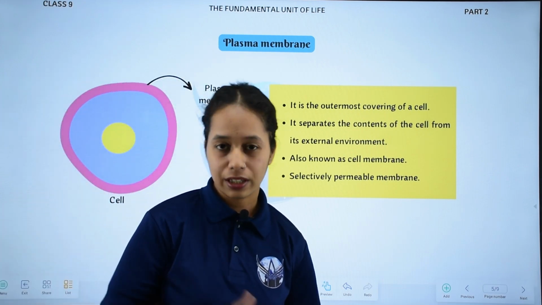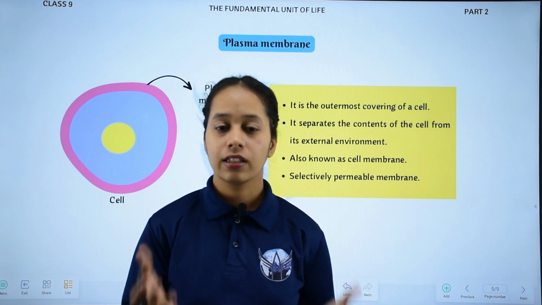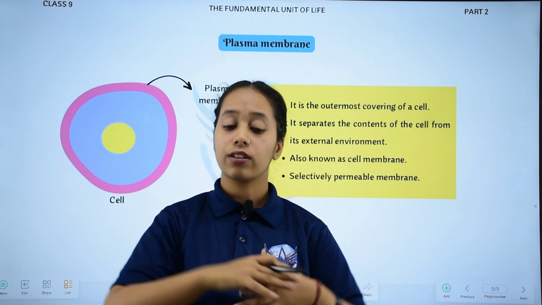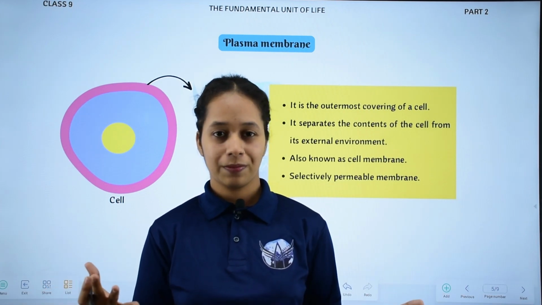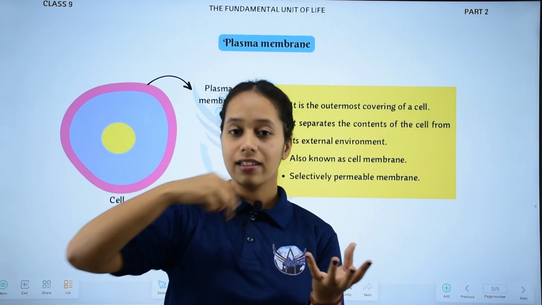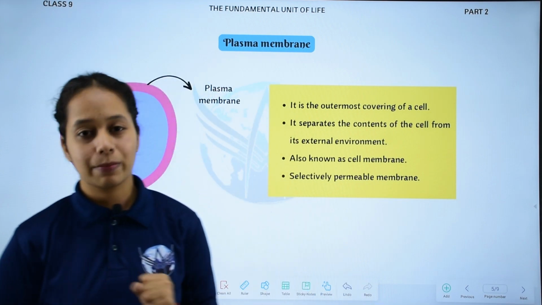Imagine a cell to be a room, and that room has walls. What do the walls do? The walls separate the inside content of the room from the outside content of the room. So if the cell is a room, then the walls surrounding that room will be our plasma membrane.